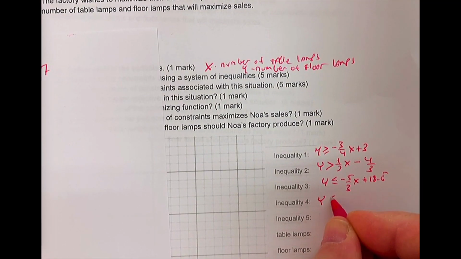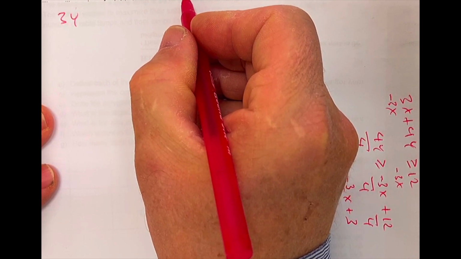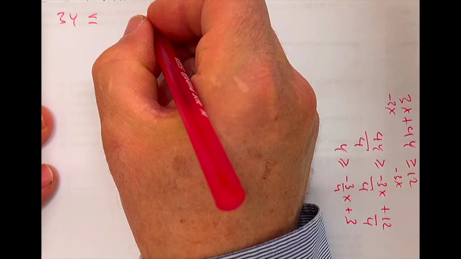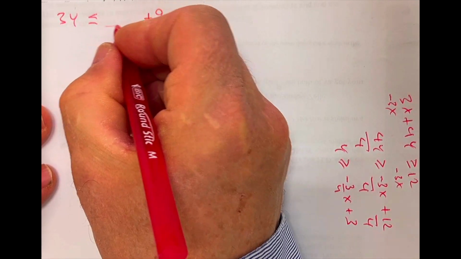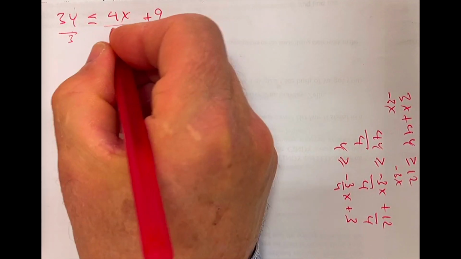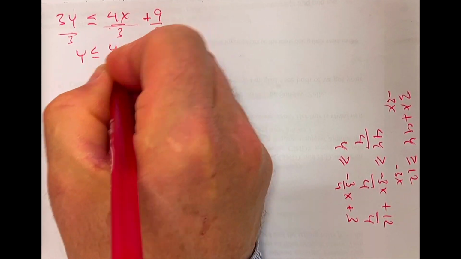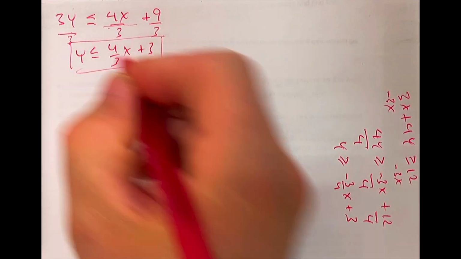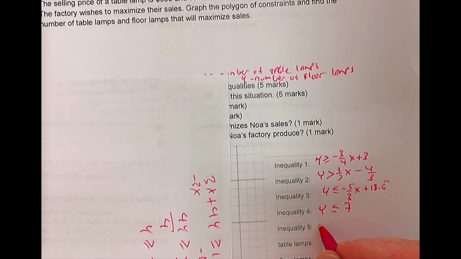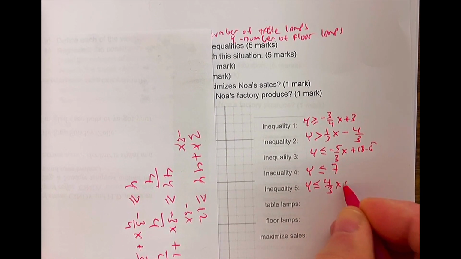Y is less than or equal to 7. 3 times the number of floor lamps, 3y, is at most, which means less than or equal to, 9 more than something. 9 more than what? Put it first. 9 more than 4 times the number of table lamps, 4x. Then to get the y all alone, it is being multiplied by 3, so I'm going to divide every term by 3. That gives me y is less than or equal to 4/3x plus 3. That is my last inequality.